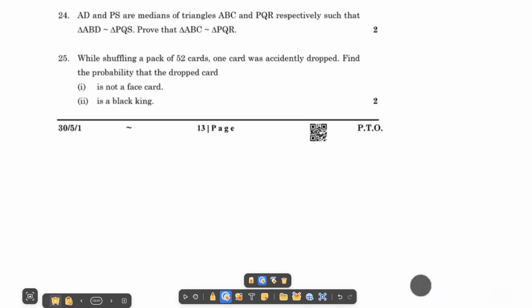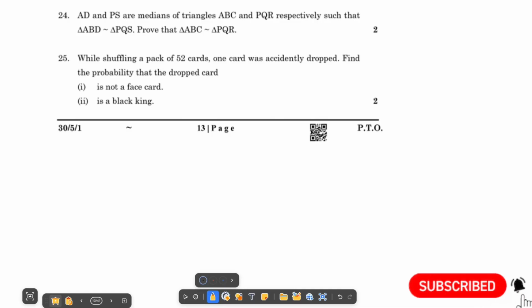Next, the 25th question is: while shuffling a pack of 52 cards, one card was accidentally dropped. That means out of 52, one card was accidentally dropped, so now we have only 51 cards. Find the probability that the dropped card is not a face card.